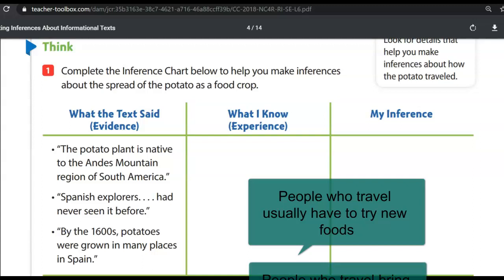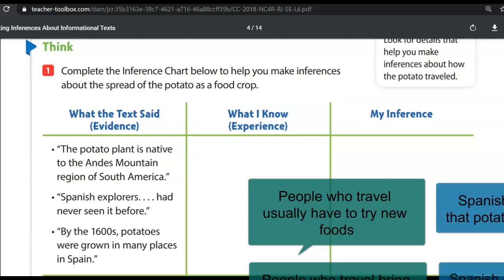So one inference that I can make based on what the text said and what I know is that Spanish explorers decided that potatoes were good to eat and that they brought the potato back to Spain. So those are my 2 inferences about how the potato began its journey from South America to North America through Europe.